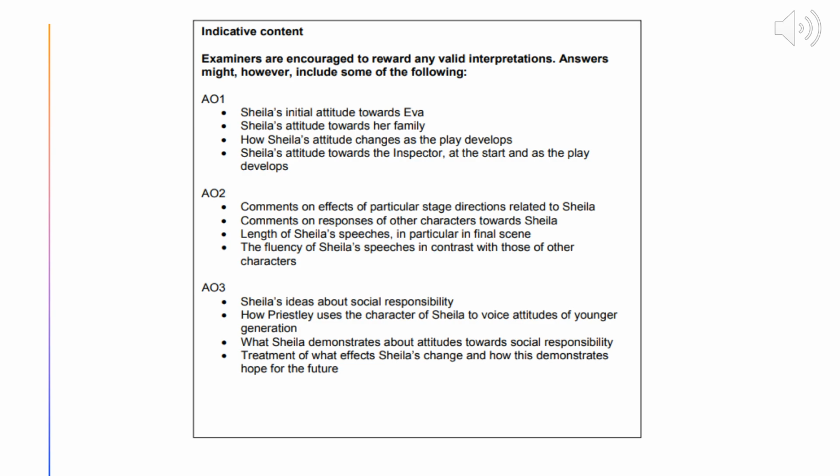For example, underneath AO1, Sheila's initial attitude towards Eva, we could find a quotation to show that, hitting our AO1 mark, analyse it, and use some subject terminology possibly, hitting our AO2 mark, and then link that to context, hitting our AO3 mark. For example, why was Sheila behaving that way, and possibly why did Priestley decide to change her character throughout the play?